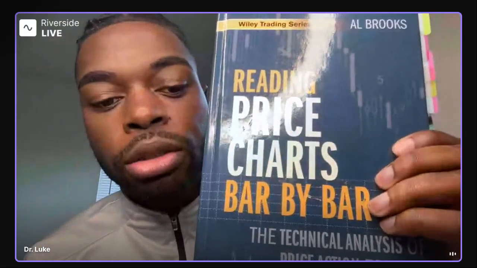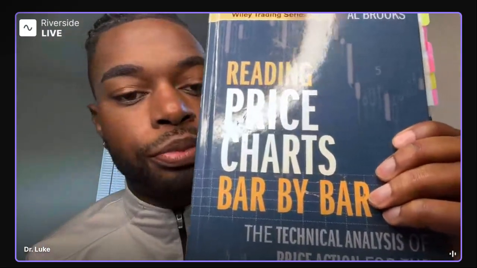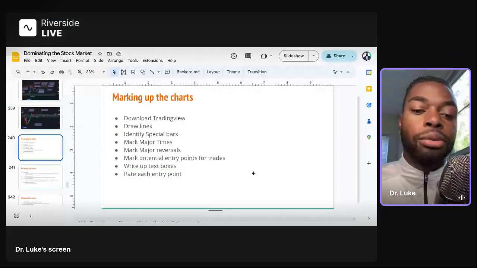This comes from the Al Brooks Reading Price Charts Bar by Bar book. It comes directly from Al Brooks's method, and it works phenomenally for getting you to become a better trader. So let me go back to the page. And this is literally it. This is how you mark up the charts.